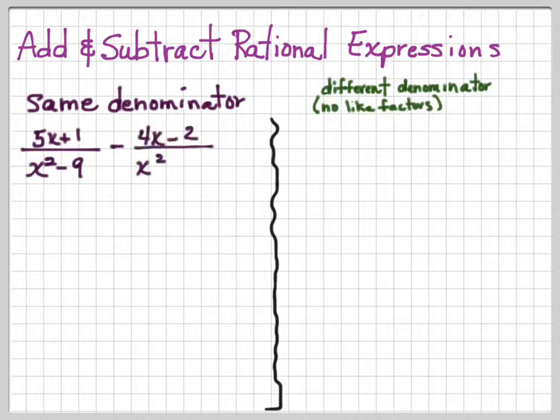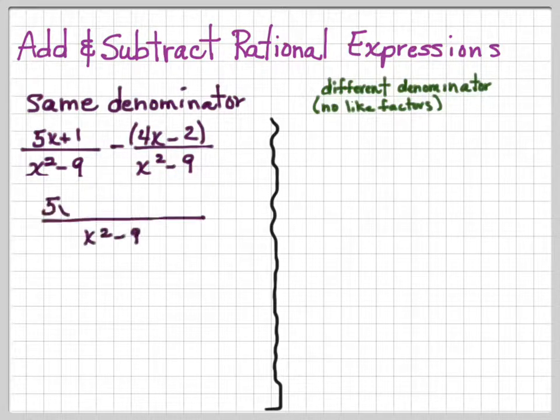Okay, so (5x plus 1) over (x squared minus 9) minus (4x minus 2) over (x squared minus 9). I have the same denominator, so all I have to do is put the numerators together. And notice that I put parentheses around the 4x minus 2. That's because there is a negative sign right there. I didn't get that right where I needed it to be, but you see that there's a negative sign right there. I'm trying to do that with my finger.